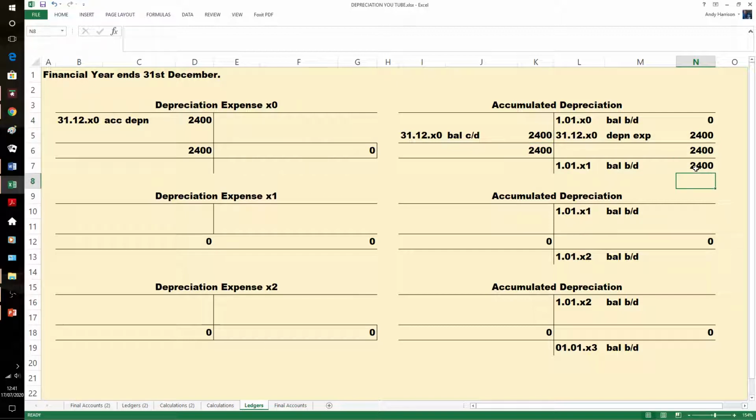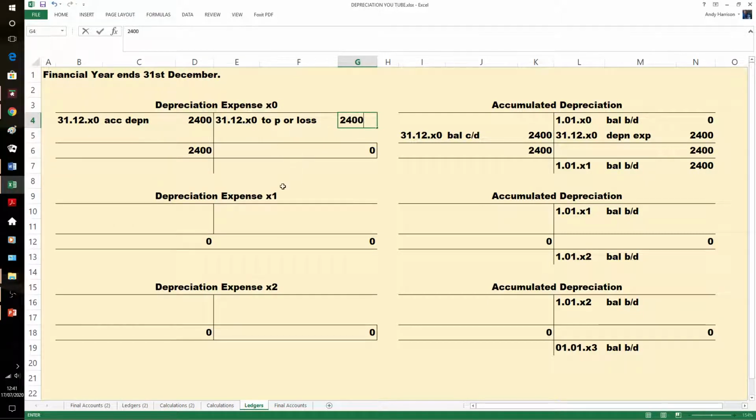And of course, it's just brought down at the start of the next year. However, this is different. Initial teacher did tell you about it. Expense accounts at the end of the year are closed off and transferred to the profit or loss account.